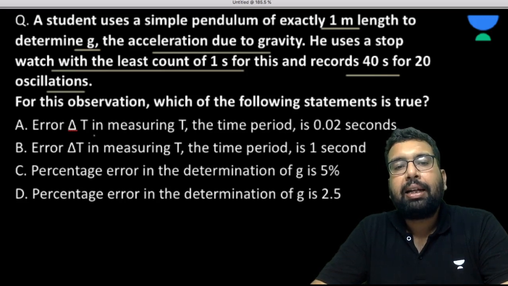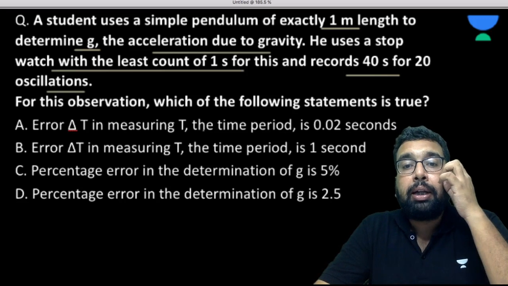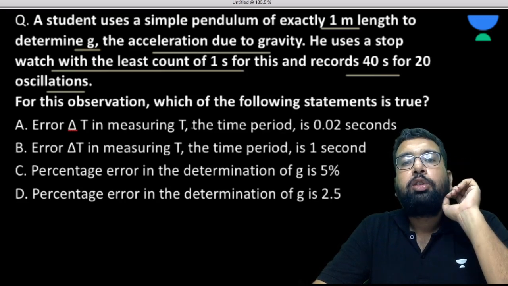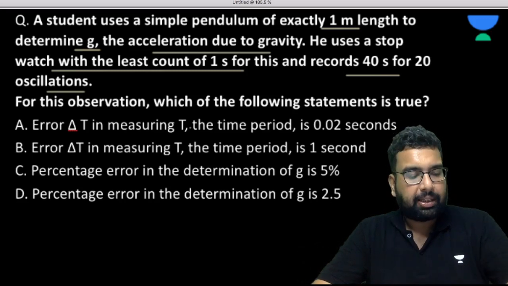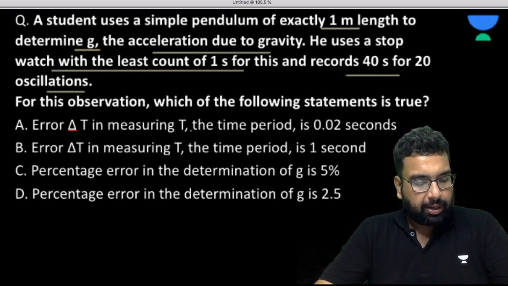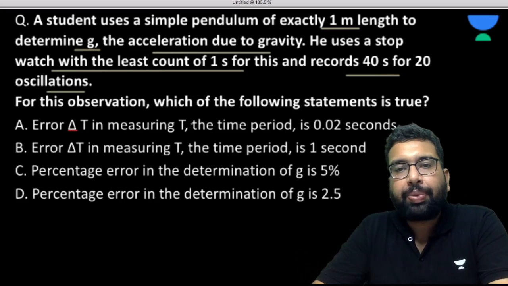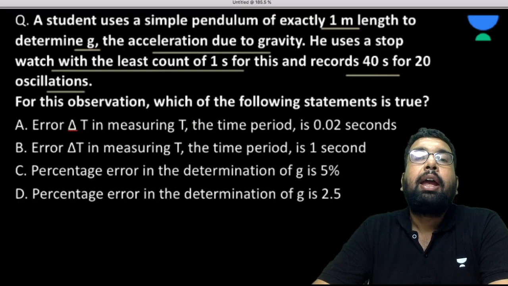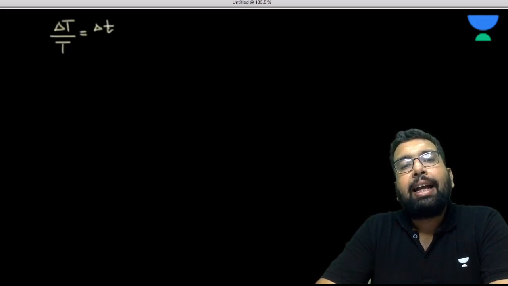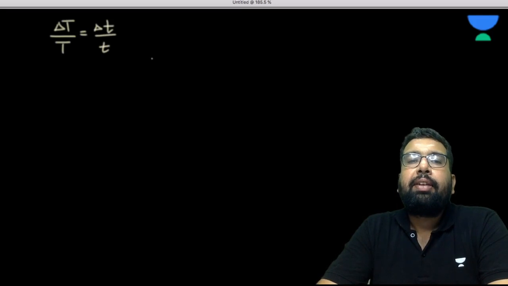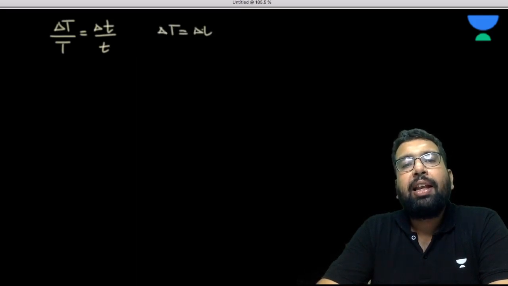The error delta t in measuring time, the time period is 0.02 seconds. Now let's see if this statement is correct or not. For that, sir, in the previous question you might be thinking, when delta t and delta t by t are not the same, why are we learning this formula? So now see, this is also getting used.